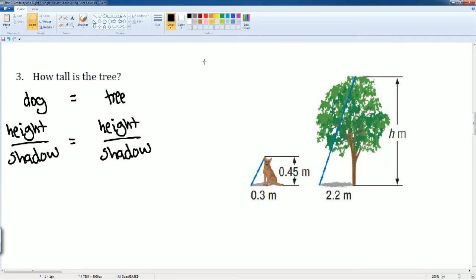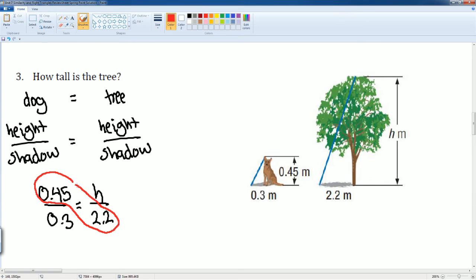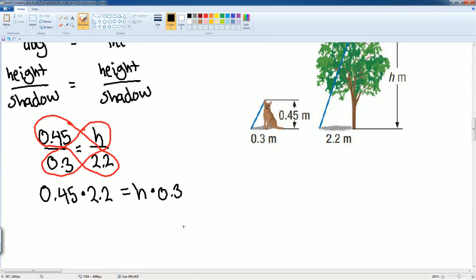divided by the shadow. So it's going to be the dog's height, which is 0.45, divided by the dog's shadow, 0.3. That's going to be equal to the tree's height, which is h, divided by the tree's shadow, which is 2.2. I can now cross multiply. So 0.45 times 2.2 and h times 0.3. So that was 0.45 times 2.2 is going to be equal to h times 0.3. I can now plug that into my calculator.